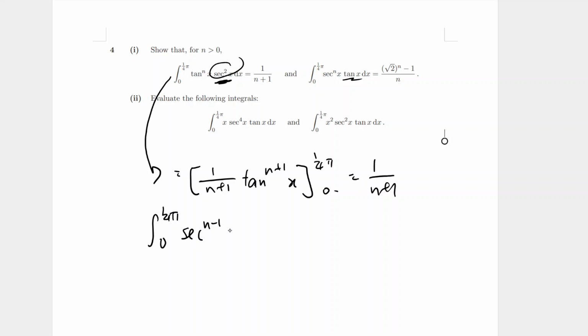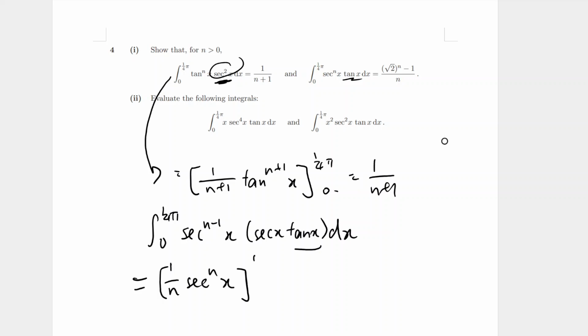So how about we write it like this? I have a sec x tan x. I haven't done anything dodgy. I just took out one of the sec x's and put a bracket around them. Now again, the derivative is present. So what can I do? Well, I could integrate properly, i.e. 1 over n sec^n x, from 0 to quarter pi.